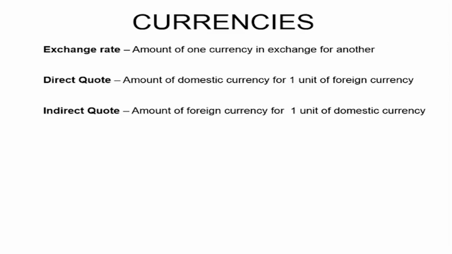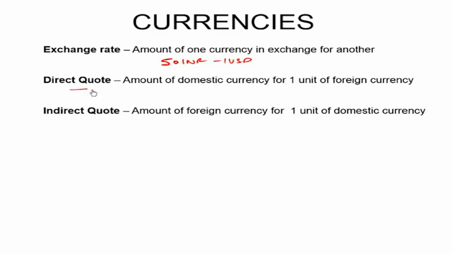We'll now start by understanding forwards and futures. Before we do that, we'll understand the concept of currencies. So an exchange rate is simply the amount of one currency that we will receive in exchange for another. So 50 INR per USD implies that for 50 INR we will get $1 US.